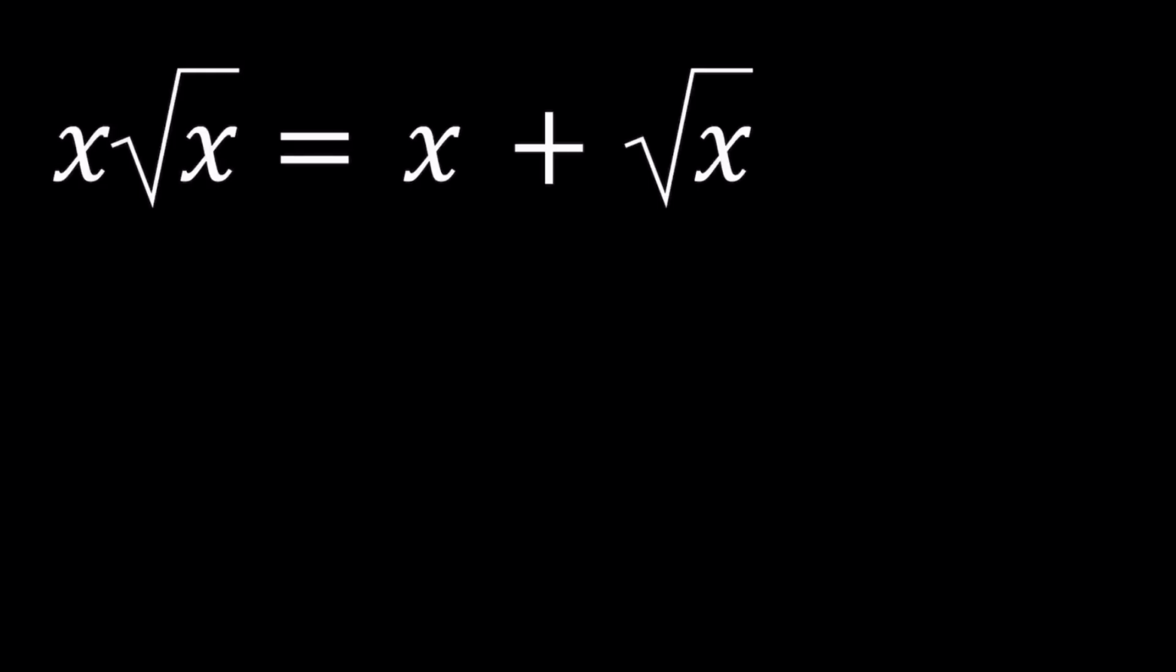Hello everyone. In this video we're going to be solving a radical equation. We have x square root of x equals x plus the square root of x. So we have x and its square root being multiplied and added, and we get the same answer. How is that possible? Let's find out.